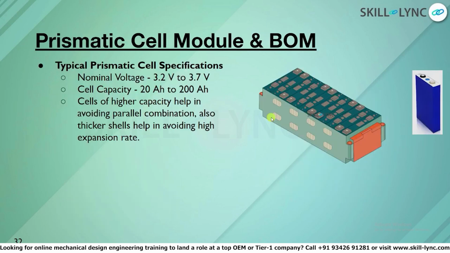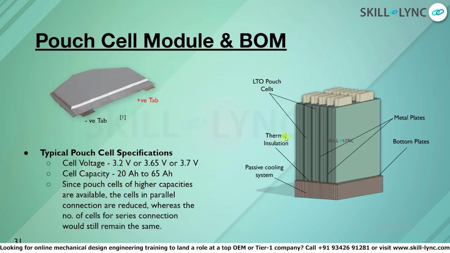The same case when you see a prismatic cell. Prismatic cell over here is a little bit different. Now, if you see a pouch cell, which is very thin, there are certain difficulties. When you have a thin pouch cell, if you want to extract heat, only this flat area is the only portion available for you to extract heat. Because this thin portion is like 12 mm or 15 mm, not more than that. So there is no way where you can extract heat from the side or from the bottom.